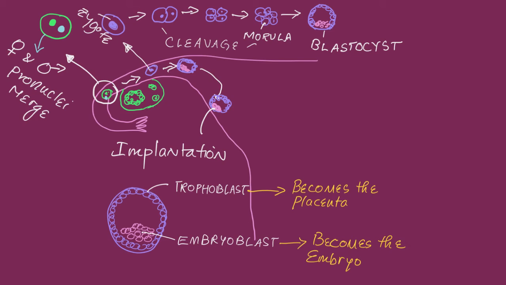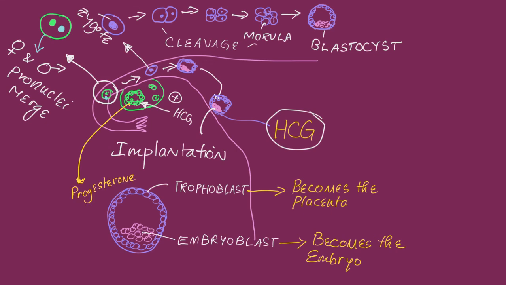Once the implantation occurs, the cells of the trophoblast release a hormone called human chorionic gonadotropin, or HCG for short. HCG forms the basis of the pregnancy test. HCG's function is to act on the corpus luteum and maintain it. The corpus luteum, thus maintained, continues to produce progesterone. Progesterone maintains the endometrial layer.